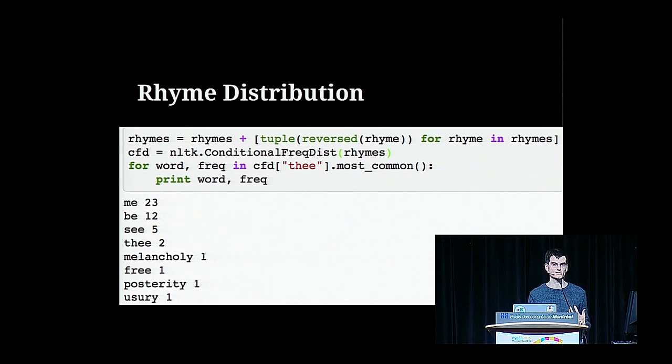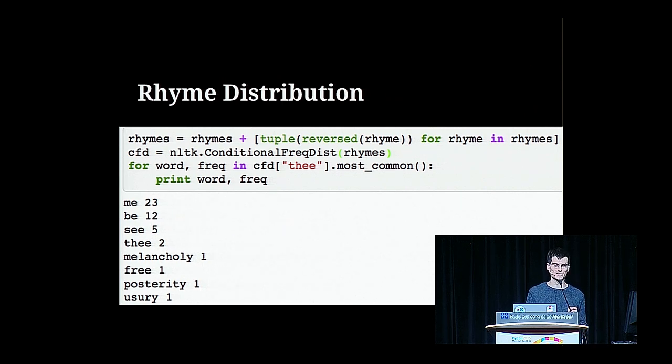So we know that me and thee is a very common rhyme. But what if we now want to know what words rhyme with thee and how often do those words rhyme with thee? So we can use a frequency distribution to answer that question. And here we print out all the words that rhyme with thee. And you see, unsurprisingly, me rhymes the most often with 23 total times.